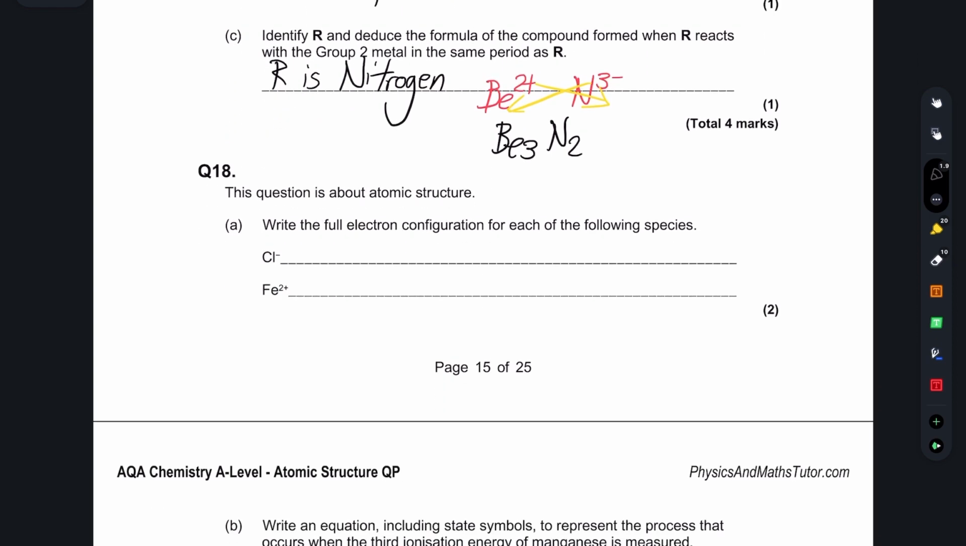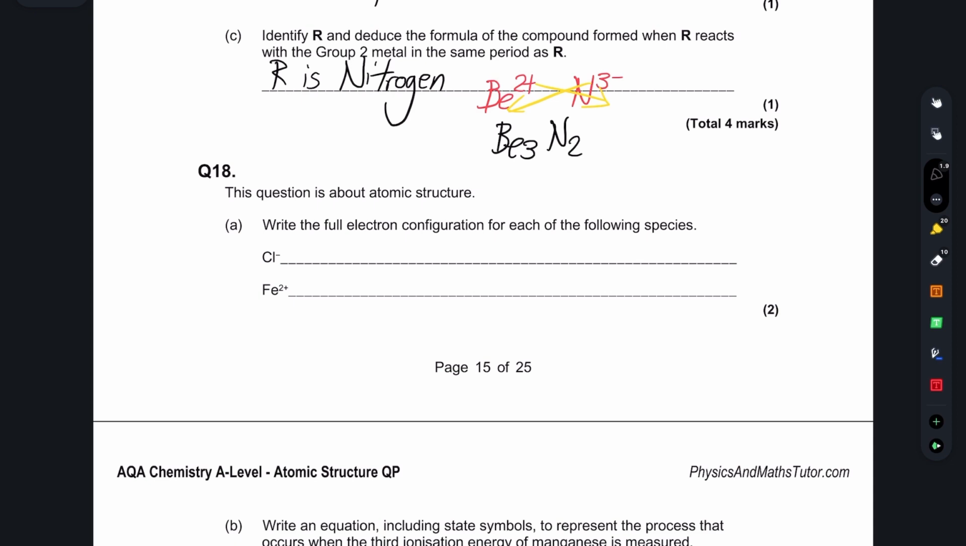We'll just do part A because the other parts to this question will refer to a topic which we will cover in the next video. So it says write the full electron configuration for each of the following species: chloride and iron 2+. A chlorine atom has 17 electrons and needs 1 electron to obtain a stable outer main energy level of electrons identical to that of a noble gas, as we discussed in previous videos.